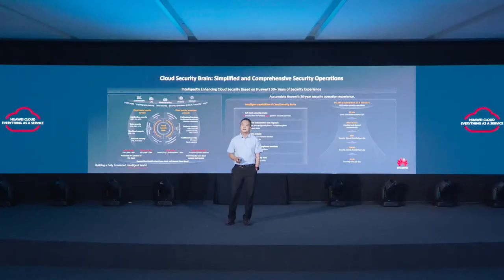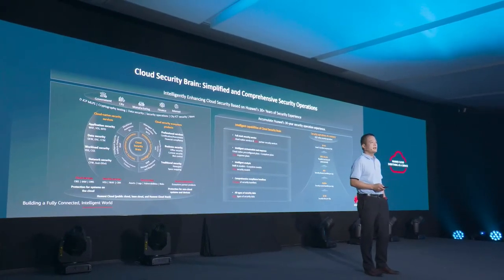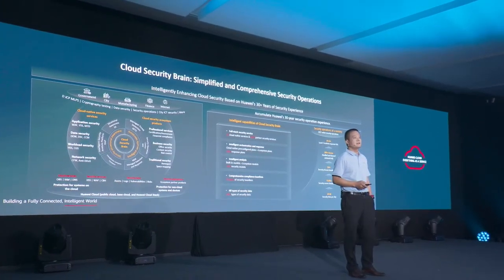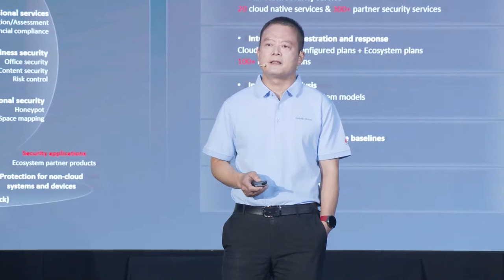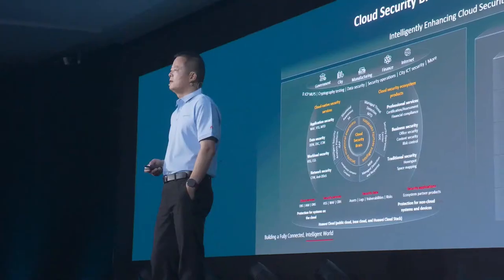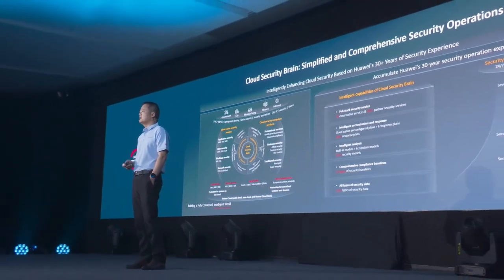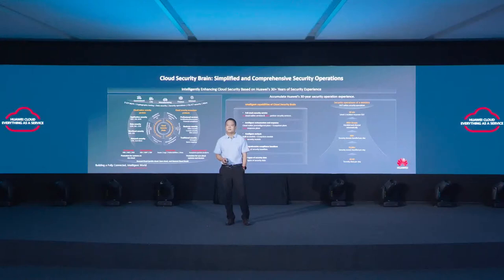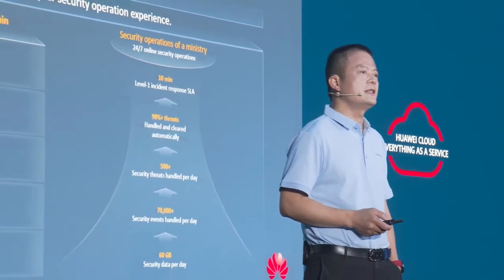Let's see an example. The Cloud Security Brain was used to build a security operation system for a ministry project. There was 60 gigabytes of security data collected every day and over 70,000 security events defined by security baselines. The Cloud Security Brain detected over 500 threats, and more than 90% of threats were automatically handled and cleared. For the other 10% of threats, event tickets were generated and sent to the on-duty team. This operation system could help the ministry close a level 1 security incident within 10 minutes. The work efficiency of the security experts in the ministry was greatly improved.